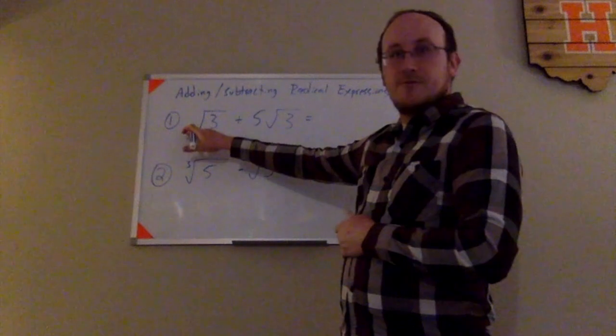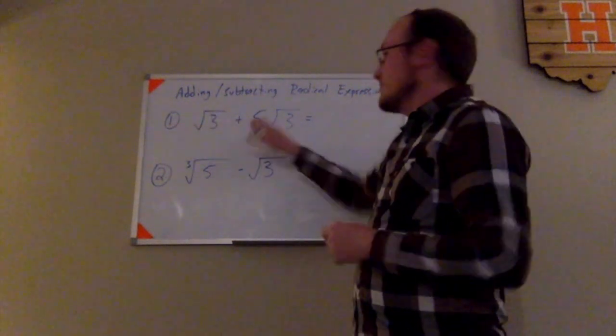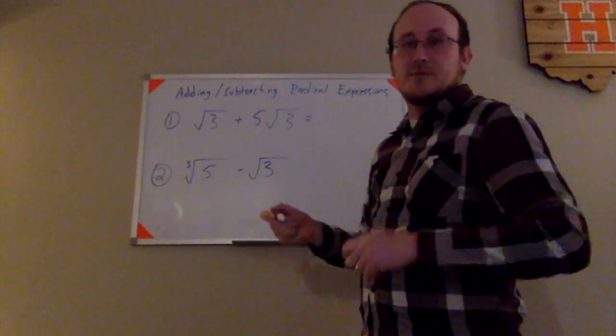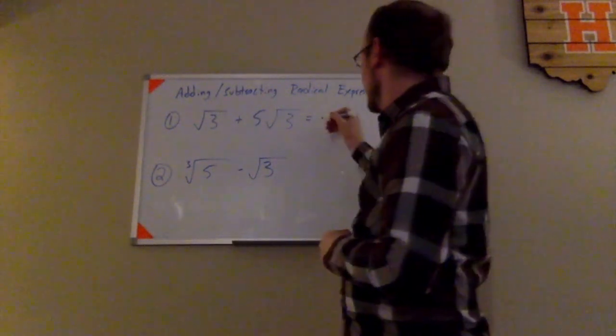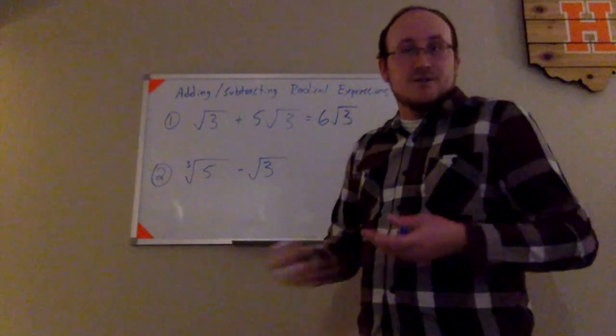I have one of them here, 1 square root of 3, I don't see the 1 written out in front, plus 5 square root of 3. If I have 1 of something plus 5 more of that, that should leave me with 6 of those. So you're just adding the numbers out front together. If that had been subtraction, then you're just subtracting.